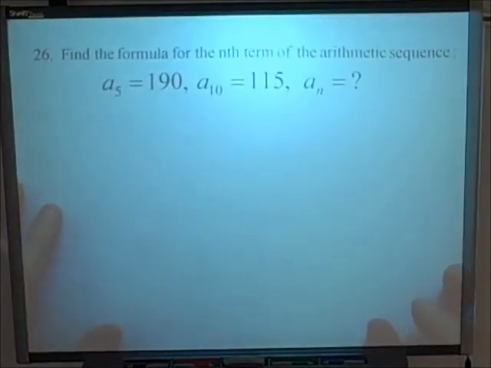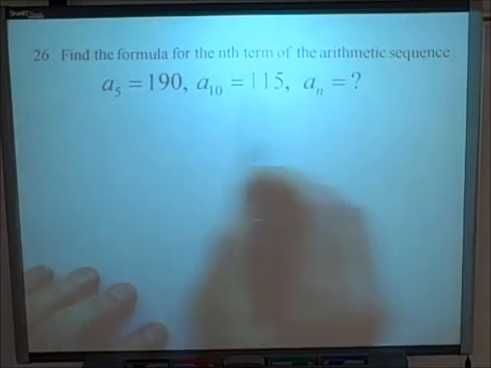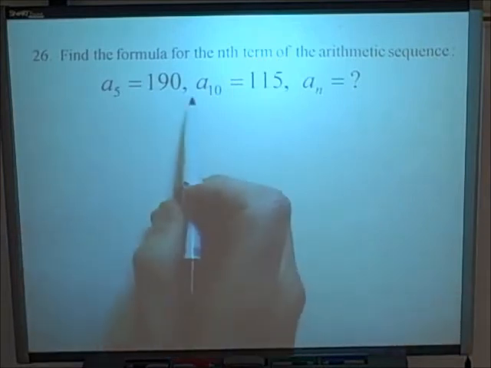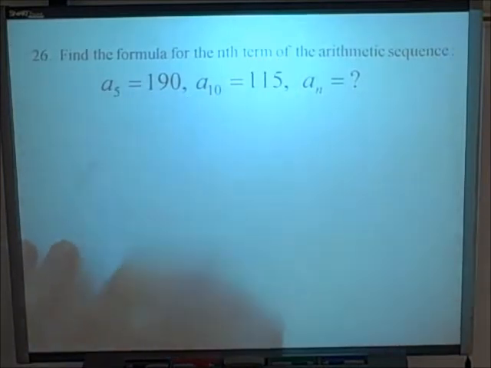This is number 26 in our textbook. Find the formula for the nth term of an arithmetic sequence. How does this differ? Well, I'm given a 5th term and a 10th term. I probably am ultimately going to want to know the first term. I probably need to know my common difference as well.